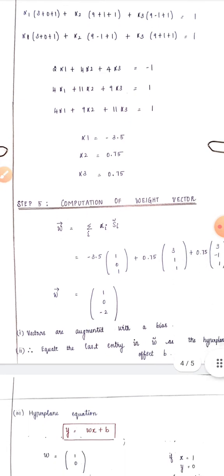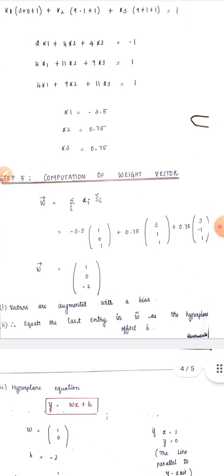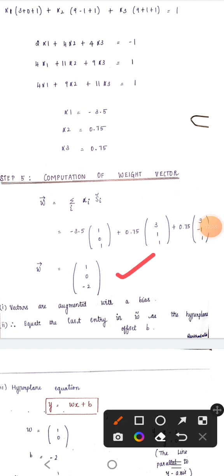And we are computing the weight vector, which is the summation over i of alpha i si tilde. So we have to substitute all the alpha 1, alpha 2, alpha 3 values, and the s1 tilde, s2 tilde, s3 tilde values, and we have to compute the weight vector. So we will finally arrive at the answer 1 0 minus 2.